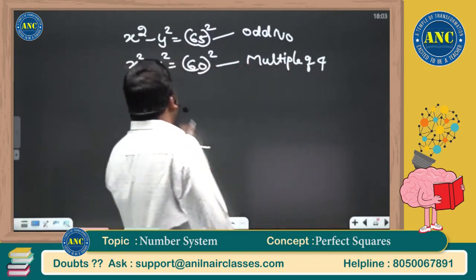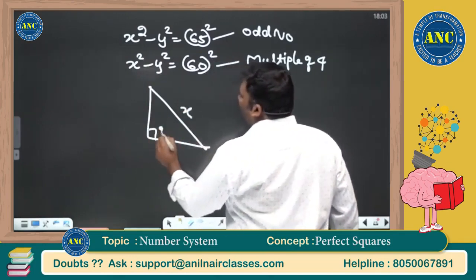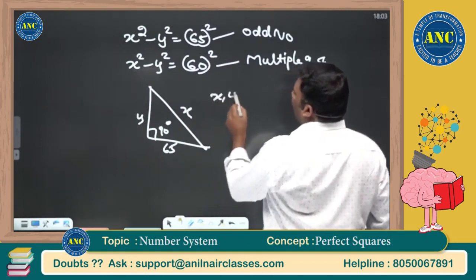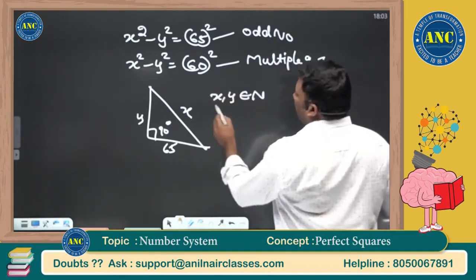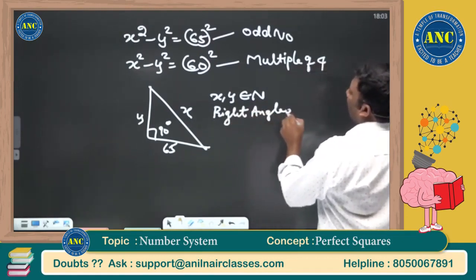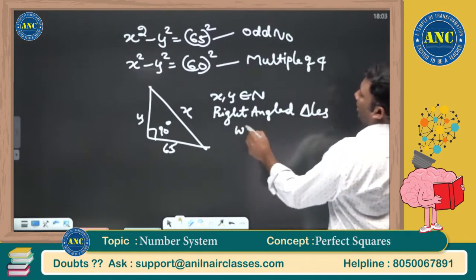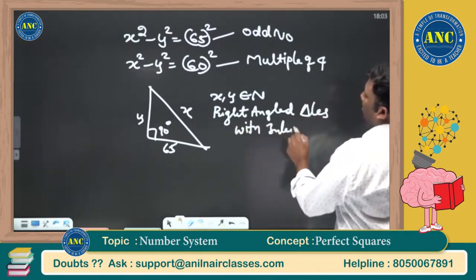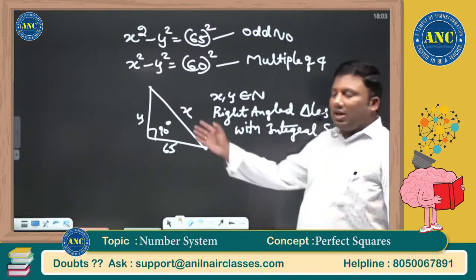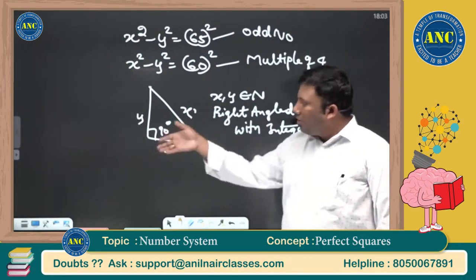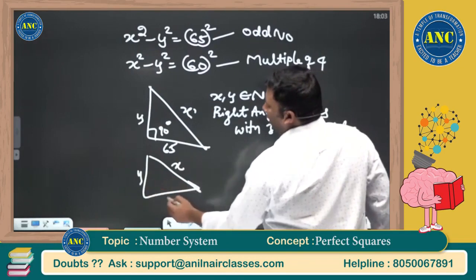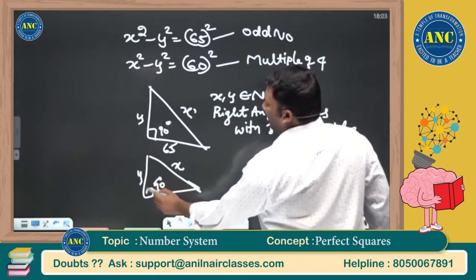This question can also be asked in geometry like this. How many right-angled triangles exist with integral sides? x and y are natural numbers. How many right-angled triangles exist with integral sides satisfying this equation? This can also be a geometric equation because the Pythagoras theorem is hypotenuse whole square equivalent to base square plus height square. Please make a note of it, sir. x, y, and 60. How many right-angled triangles exist?